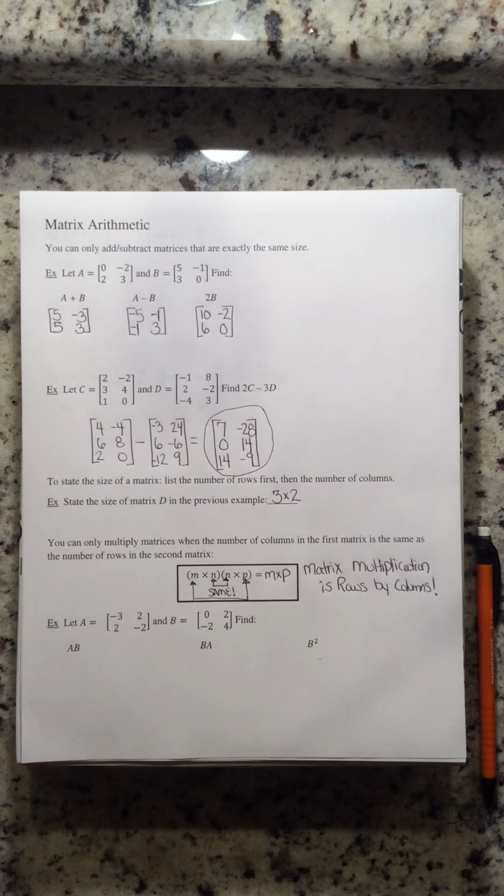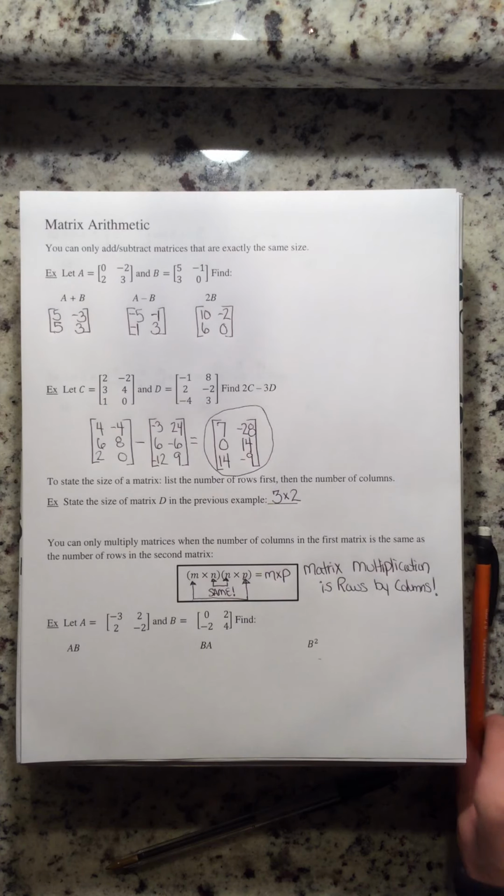In fact, we're always going to take the rows from the first matrix and multiply that by the columns of the second matrix. So if we're being asked to multiply A times B, then A is the first matrix and B is the second matrix. So I'm going to multiply the rows of A by the columns of B. Let's take a look at how we do that.